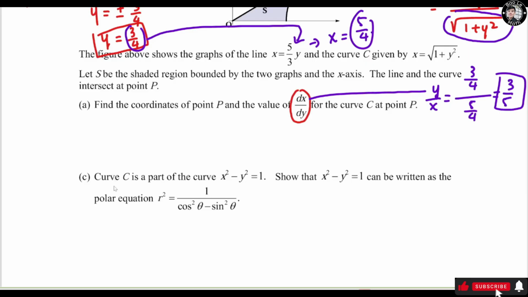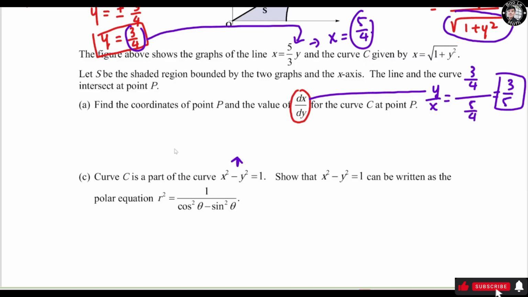Now let's move on to part C. The curve C is a part of the curve x squared minus y squared equals 1. Show that x squared minus y squared equals 1 can be written as the polar equation r squared equals 1 over cosine squared theta minus sine squared theta. So we're going to start from here.